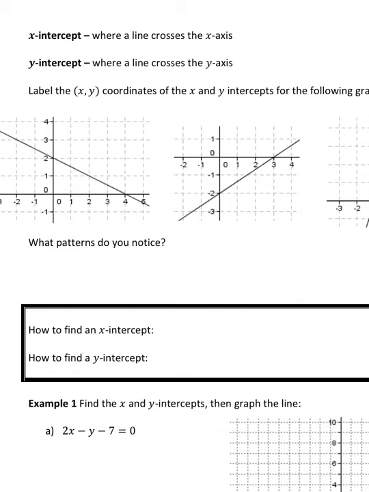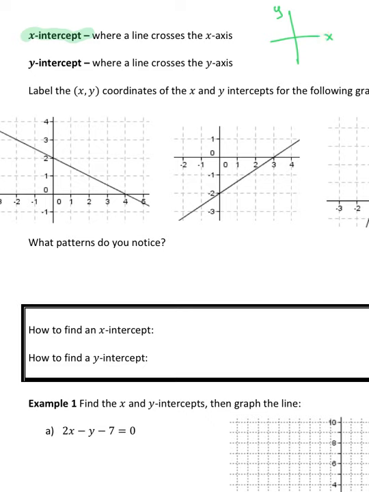So the first one is x-intercept. We need to know that our x-intercept is where that line crosses the x-axis. And remember, if this is my graph, this is my x, this is my y. So basically we're saying our x-intercept is anywhere where our line crosses this axis.